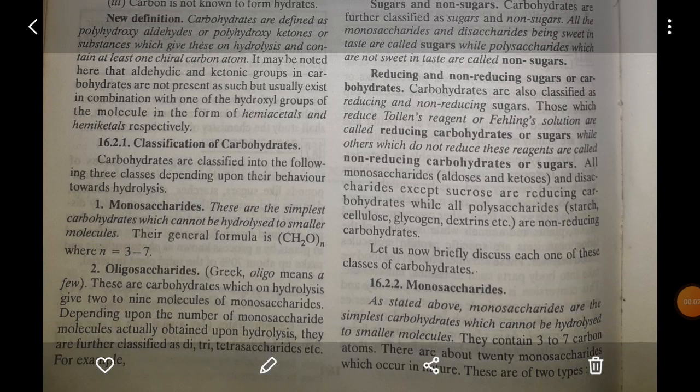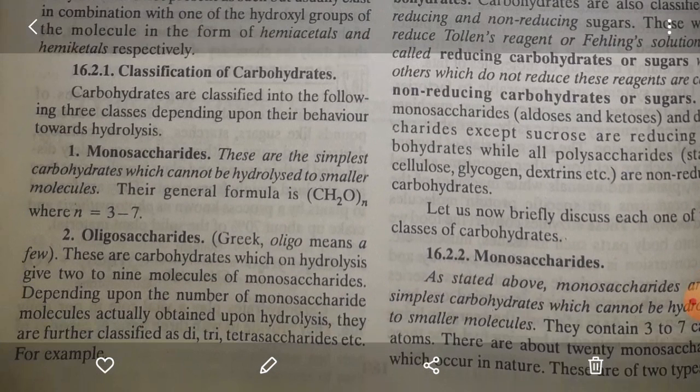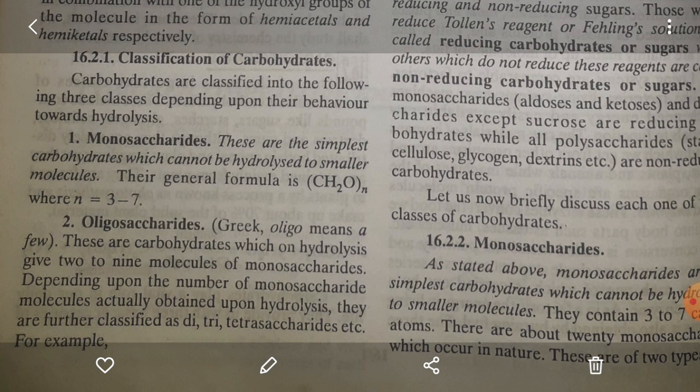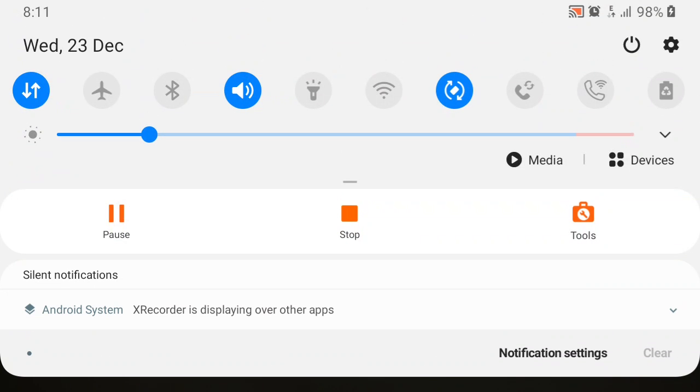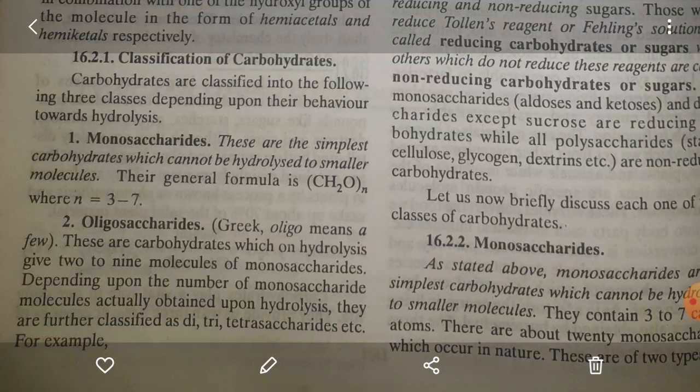Hello students. In the last lecture we discussed the classification of carbohydrates. So briefly we will discuss the same thing. The classification is done on the basis of number of units. They are classified as monosaccharides. Monosaccharides are the carbohydrates which cannot be further hydrolyzed to smaller molecules. That is called a monosaccharide.